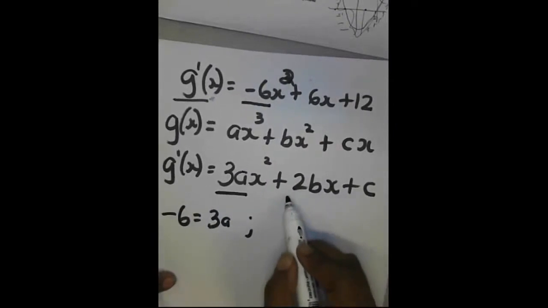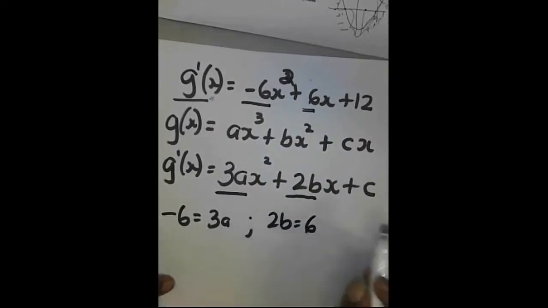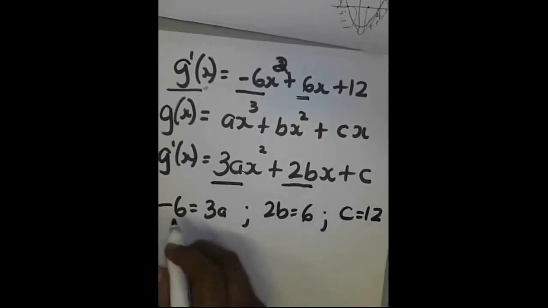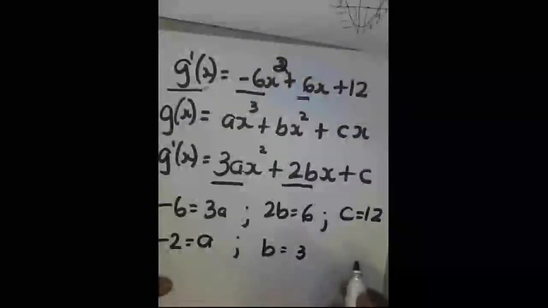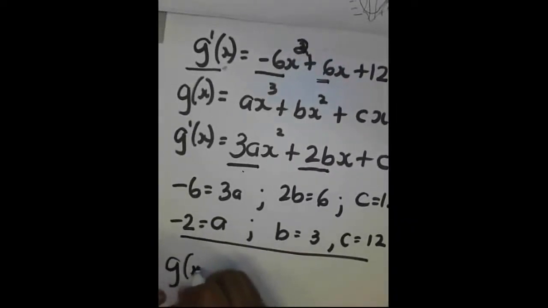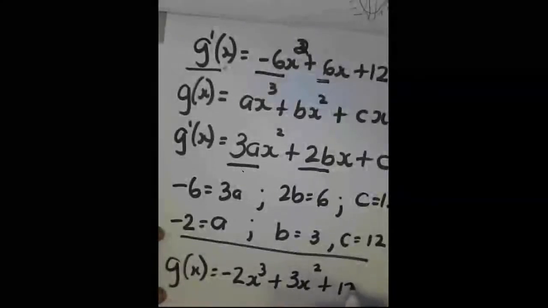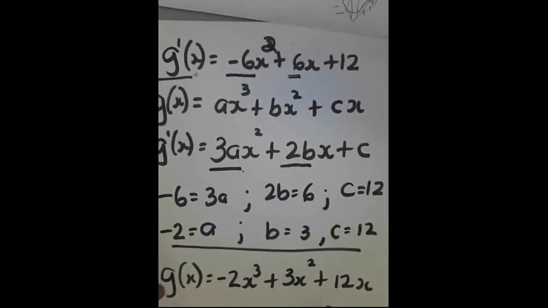If I look at my next one, 2b is equal to 6. And c was 12. So let's find it. So a would be equal to negative 2. b would be equal to 3. And we find that c is equal to 12. So there I've got all my letters in, and I can find my original equation by comparison: negative 2x cubed plus 3x squared plus 12x. And there's my original equation. See? I just wanted to look at that.